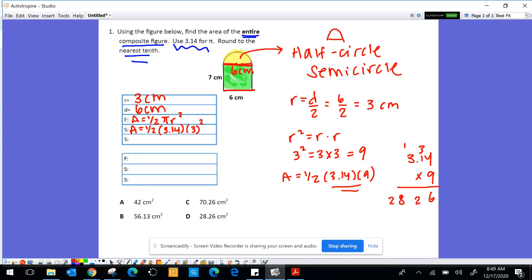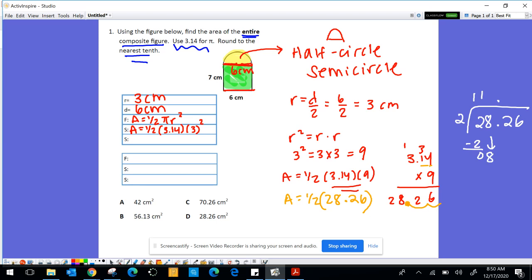And we don't forget our decimals. 1, 2, 1, 2. So we have to take half of 28.26. Half of 28.26 is just dividing by 2. You could even multiply by 0.5 if you'd like. Bring up your decimal, it goes in once.